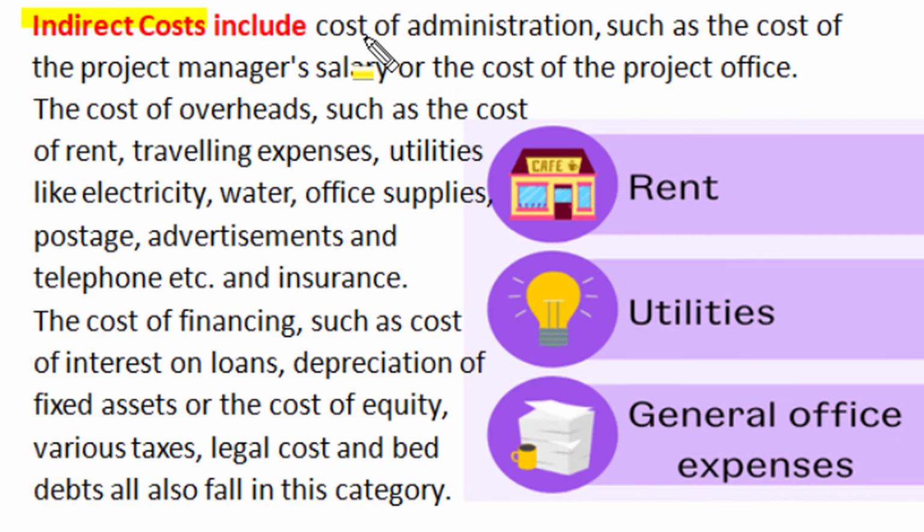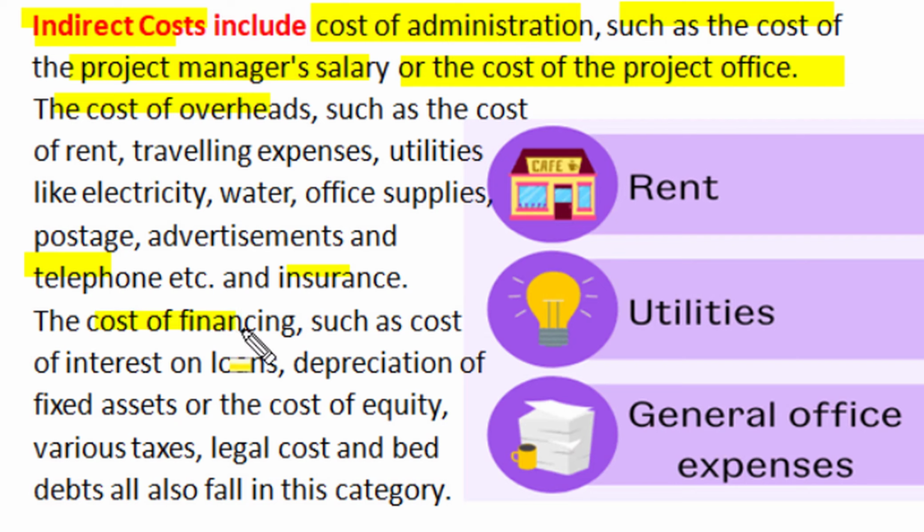Indirect costs include the cost of top administration, such as the project manager's salary or a higher official's salary, or the cost of the project office. All are indirect costs. The cost of overheads, such as rent, traveling expenses, utilities used in project work, such as water, electricity, office supplies, postage, telephone and communication charges, advertising and other promotional activity. All these overheads are indirect costs on the project. Insurance and taxes involved in project activities also become indirect costs on the project.